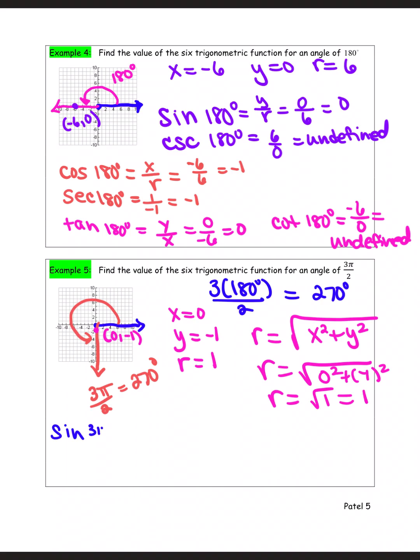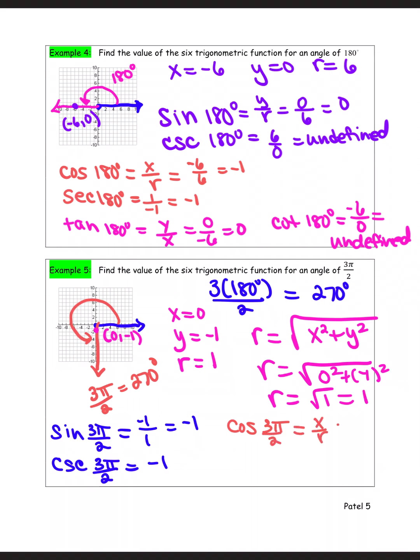Sine of 3 pi over 2 is y, which is -1, over r, which is 1. So -1 over 1 is -1. Cosecant of 3 pi over 2, the reciprocal of -1 is 1 over -1, which is still -1. Cosine of 3 pi over 2 is x over r. X is 0, r is 1, 0 divided by 1 is 0. Secant of 3 pi over 2 is the reciprocal of cosine of 3 pi over 2. So the reciprocal of 0 over 1 is 1 over 0, which is undefined.